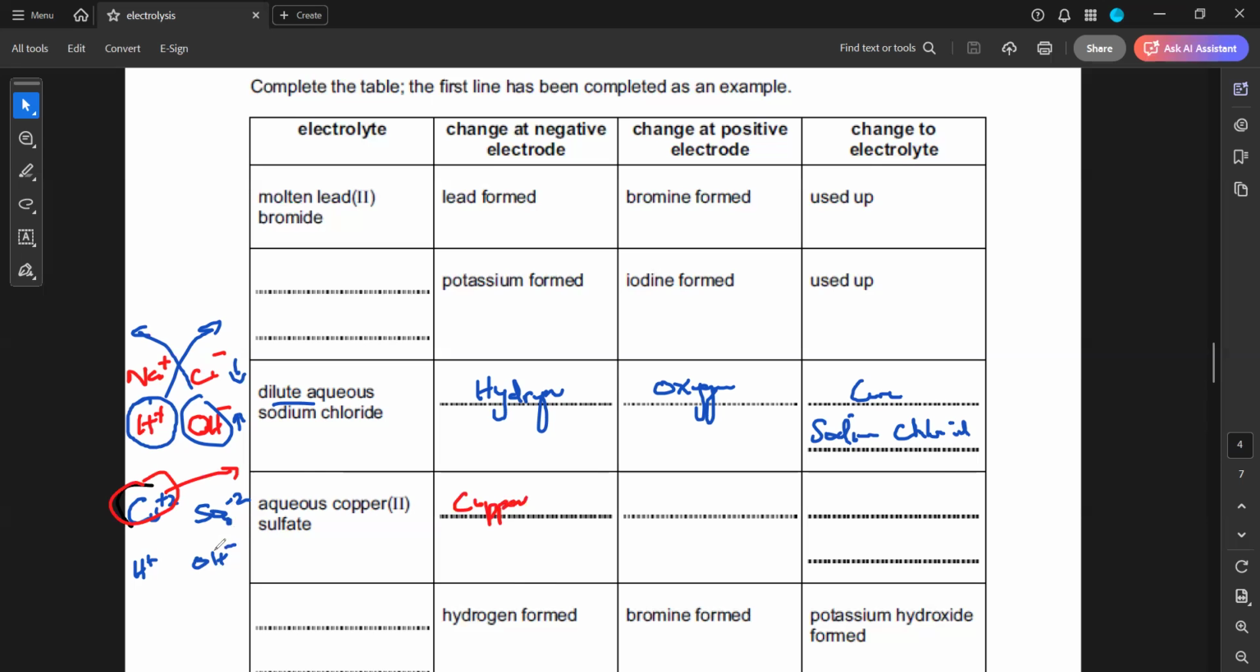Sulfate never moves, even if it is more or less, so hydroxide will move there. When hydroxide moves there, the product will be oxygen. And what is left behind? Hydrogen and sulfate are left behind, and that is called sulfuric acid, H2SO4. So what will happen to the electrolyte? The electrolyte will be sulfuric acid. Hydrogen sulfate you can also say, but sulfuric acid is the name given to H2SO4.